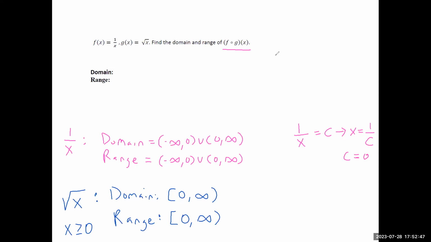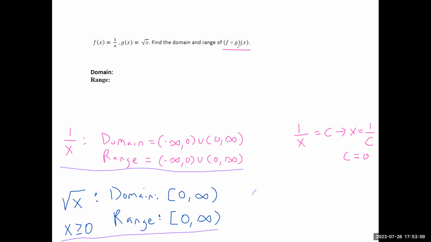Now, in order to find our domain and range of the composed functions, we need to consider the domains and ranges of both of the individual pieces. So for 1 over x, the problematic x value is when x is equal to 0. And the problematic values for square root of x are going to be when x is strictly less than 0.